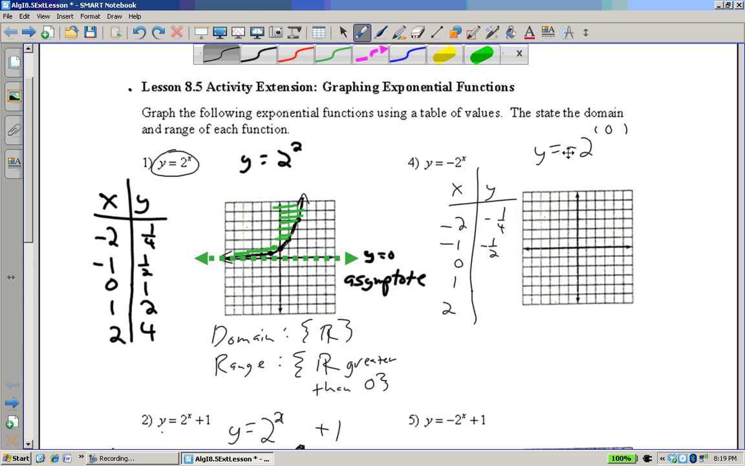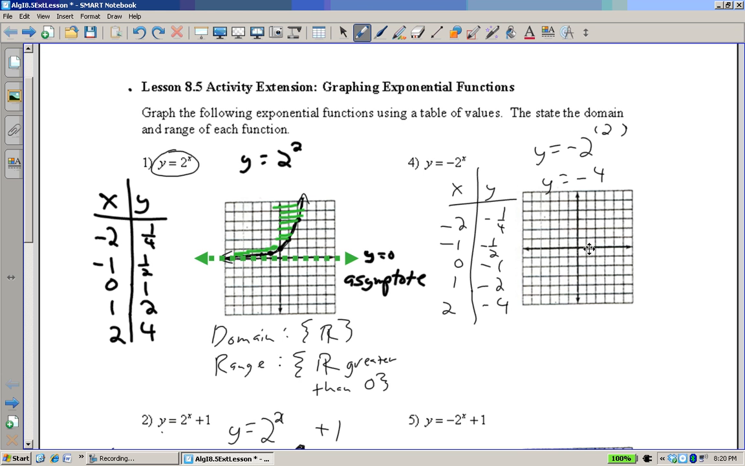Okay, so the opposite of 2 to the 0, that's going to be the opposite of 1. So negative 1. Very tricky right there. Okay, the opposite of 2 to the first. Well, that's just negative 2. The opposite of 2 squared, it's going to be y equals negative 4.